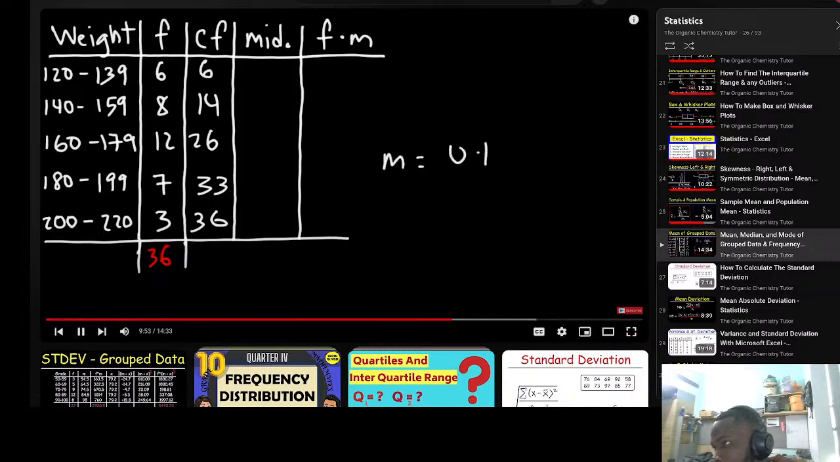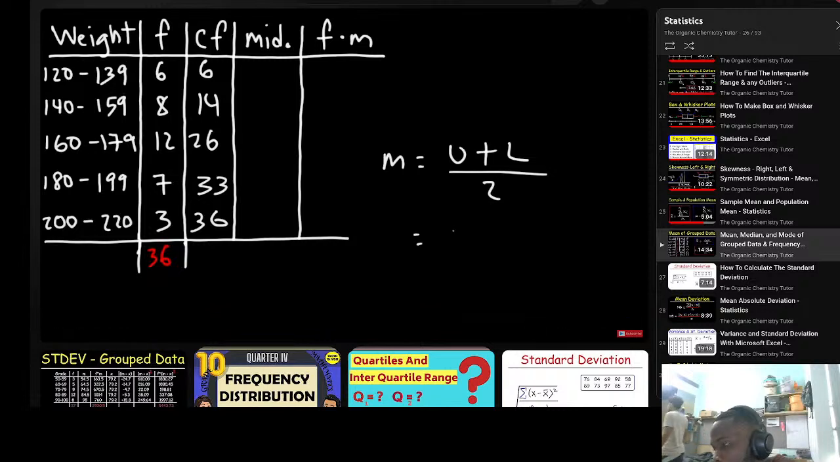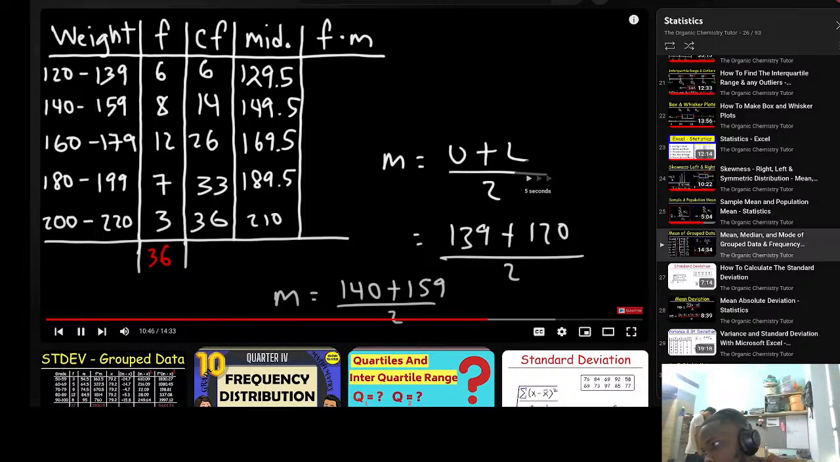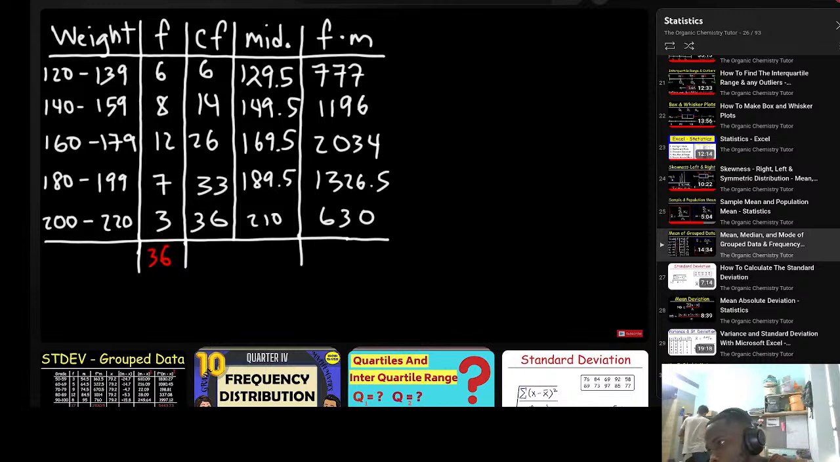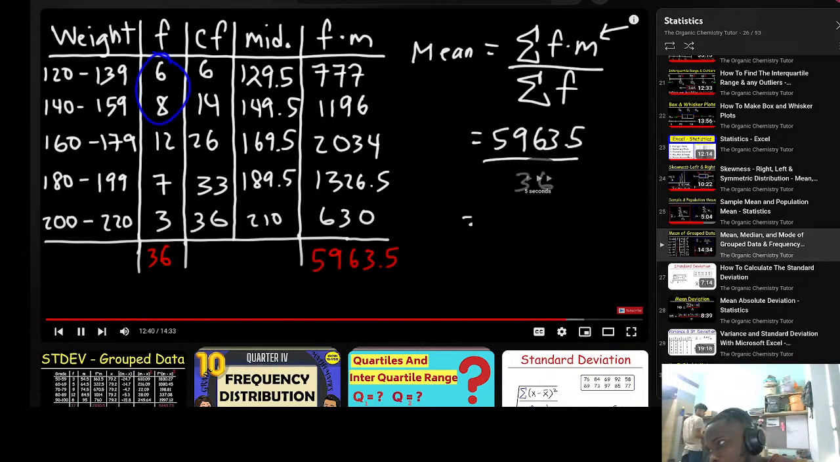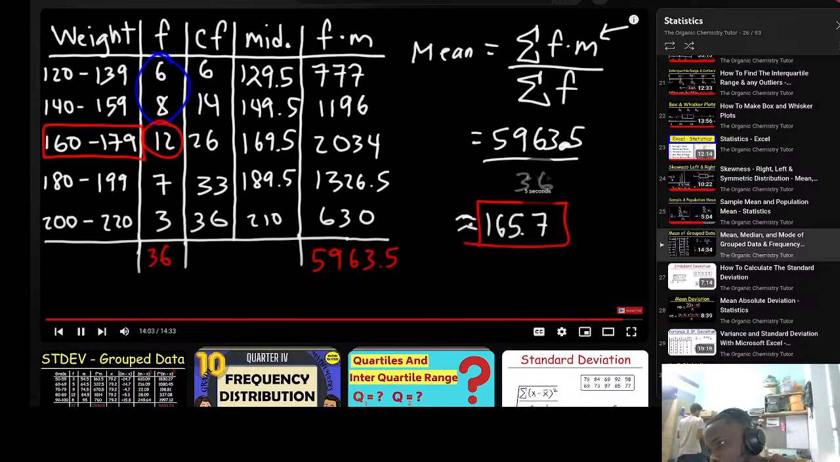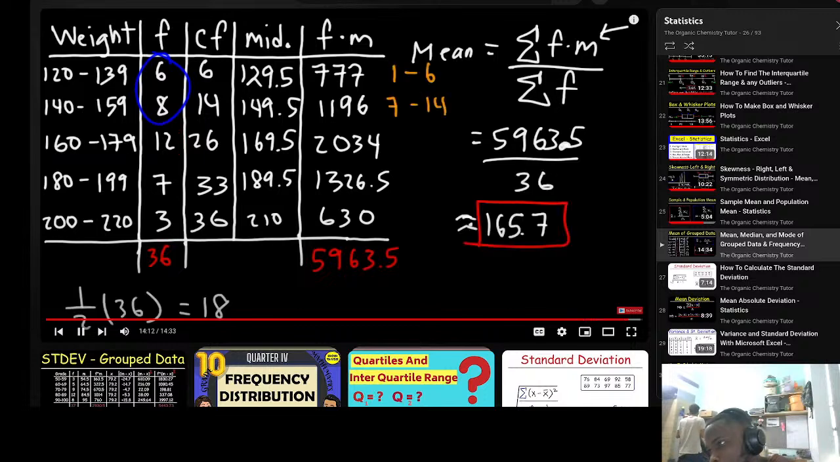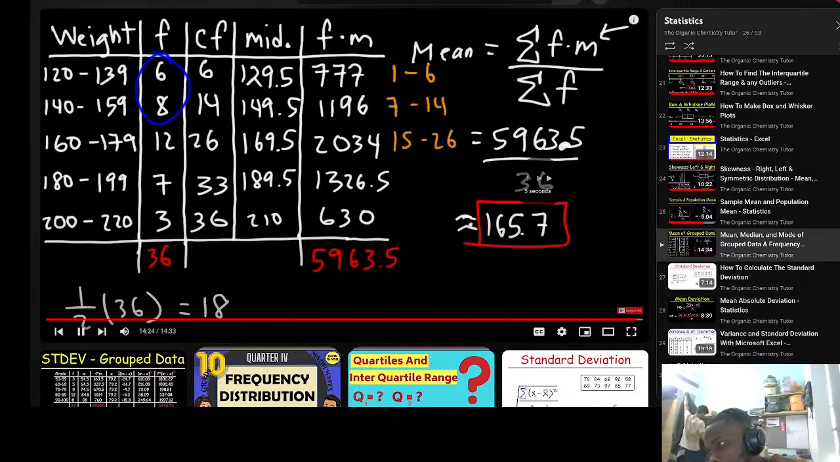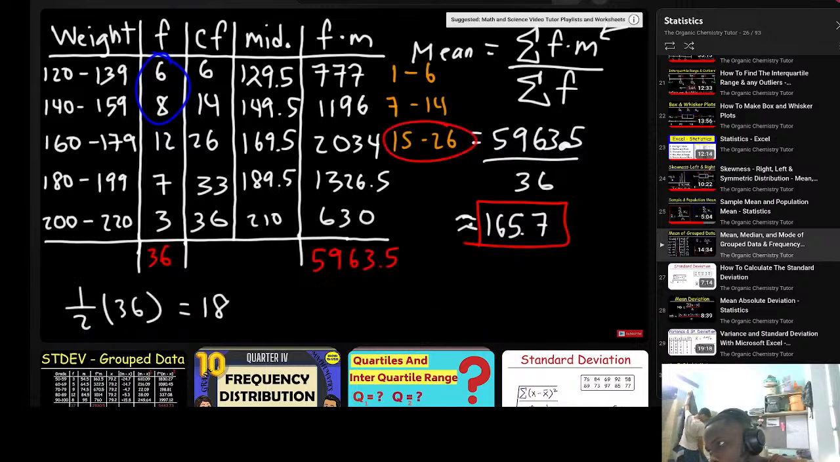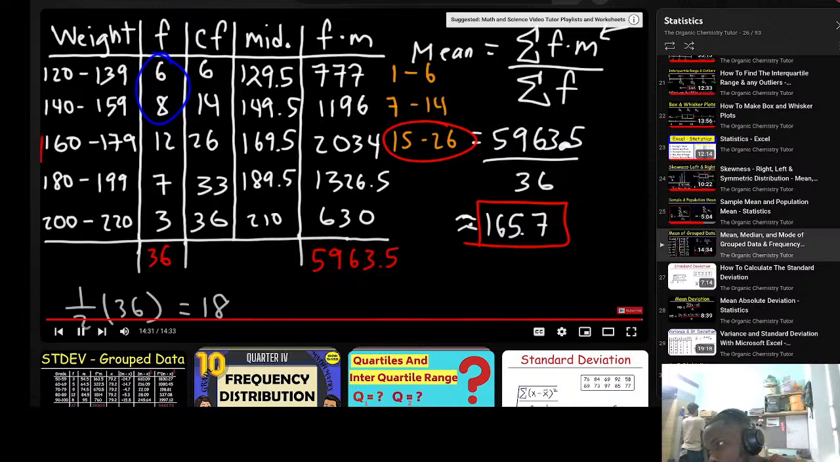Now let's determine the midpoint values. So it's going to be the upper boundary plus the lower boundary divided by 2. Take the sum of this column. Now 7 to 14: you start with the next number and you stop here. So 18 is in this interval, which means that the median is also located in this interval as well.